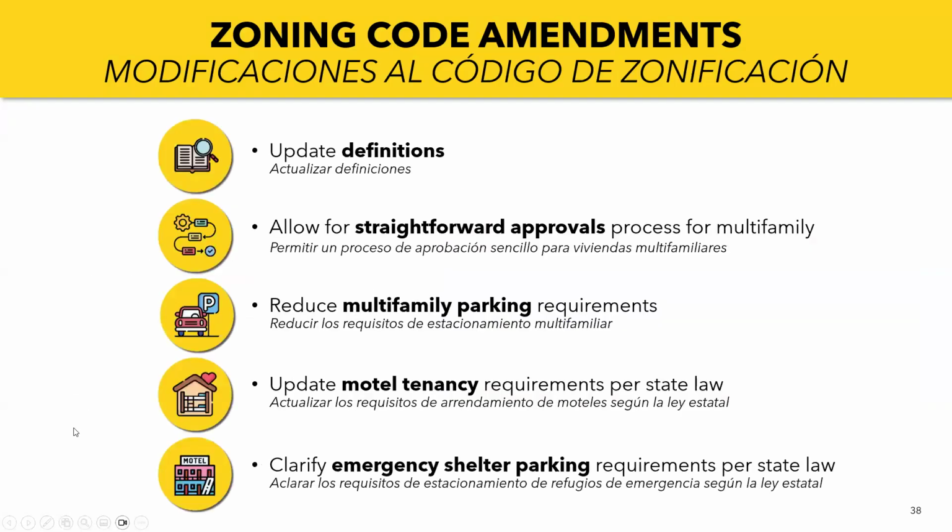If we can go to the next slide. So for example, updating the definitions section of the zoning code. Here it's because the city's adding or clarifying certain definitions of housing types, for example. The next one, the city is now allowing for a more straightforward review and approvals process for multifamily projects. The goal here is to make it, again, less confusing, more straightforward in terms of what is required and who is reviewing.